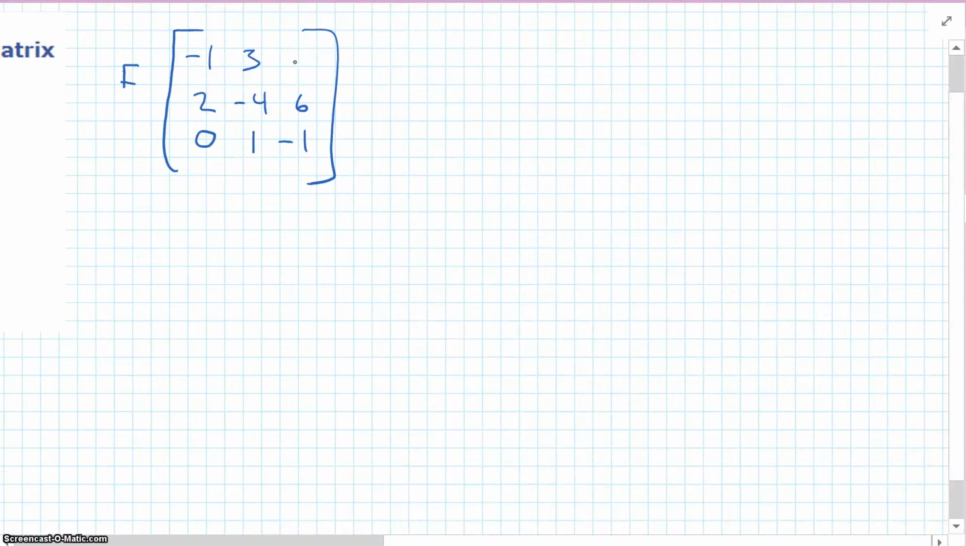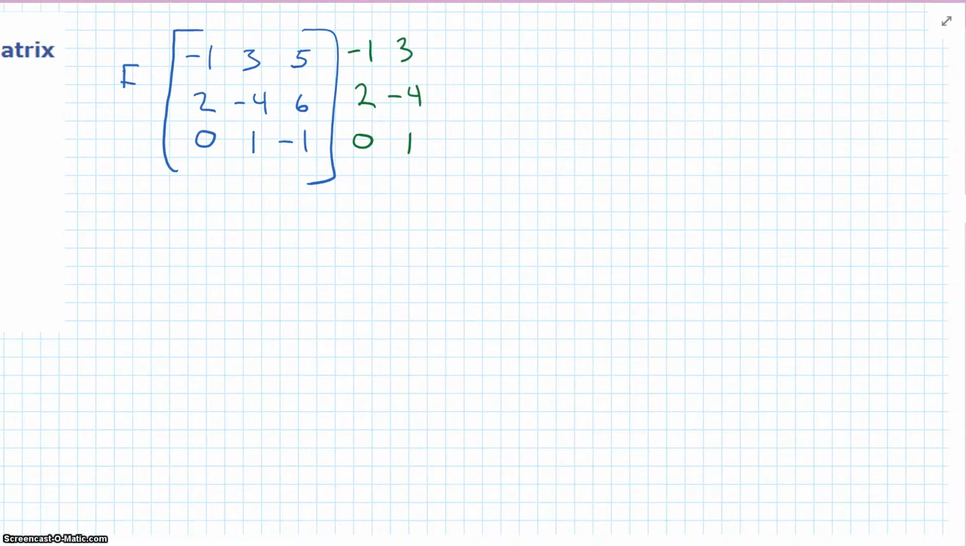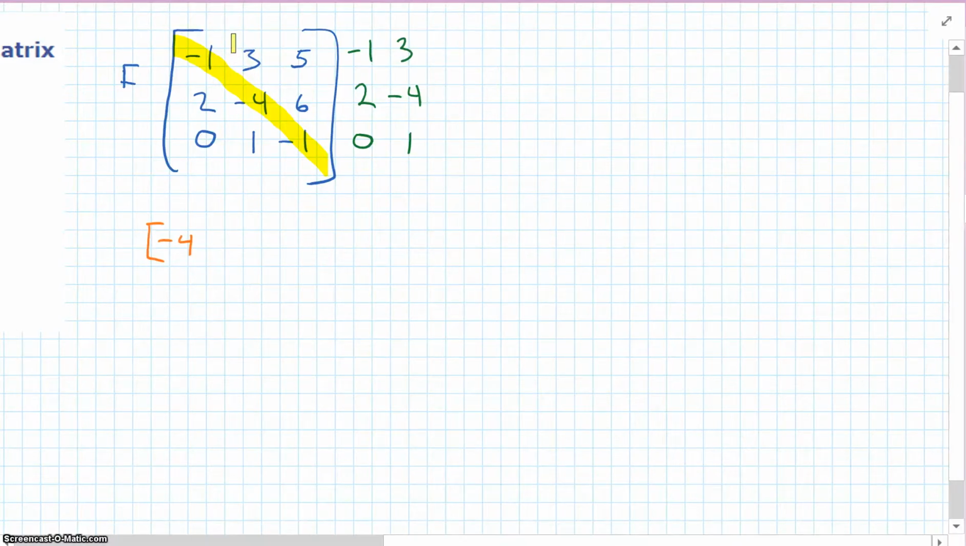Step 1, rewrite the first two columns. Negative 1, 2, 0, 3, negative 4, 1. Now you're going to take the products of the diagonals going down. So, what is negative 1 times negative 4 times negative 1? That's negative 4.